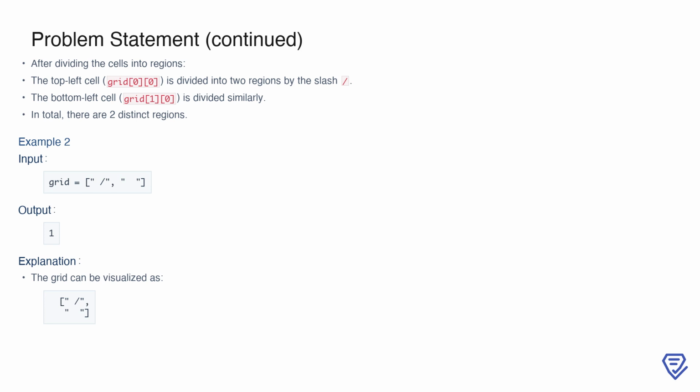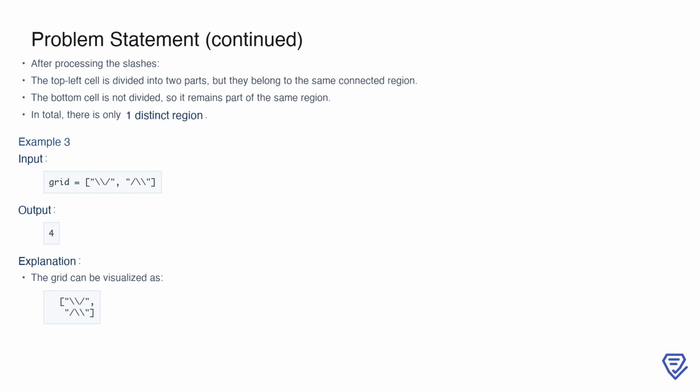For the grid, forward slash, we have a similar 2x2 configuration, but the second row is entirely empty space. In this case, the top left cell is divided into two parts by the forward slash. However, since there are no other slashes or divisions in the bottom row, the entire grid remains connected as one single region. Even though the slash splits the top left cell, both parts still belong to the same connected area of empty space. Therefore, the output for this example is one distinct region.